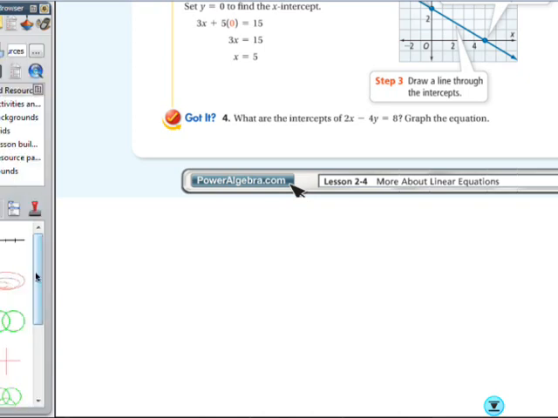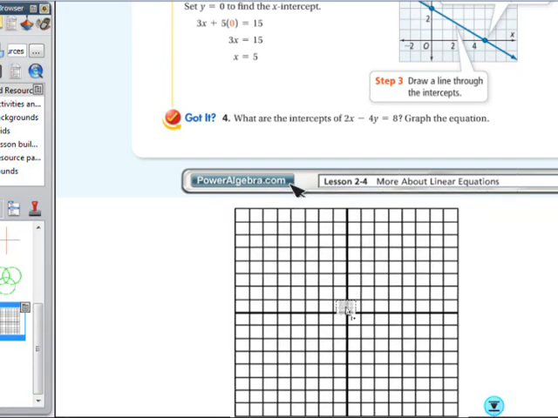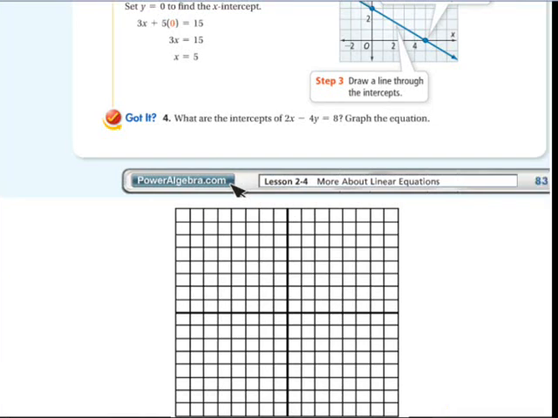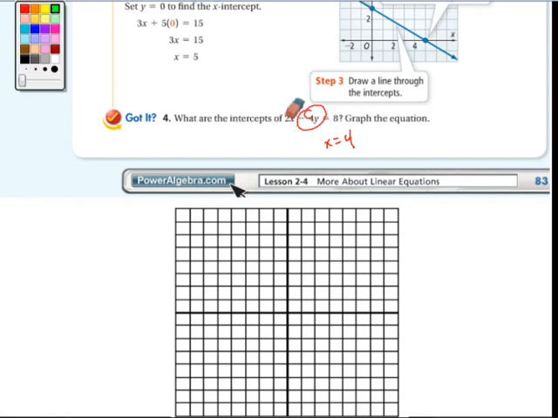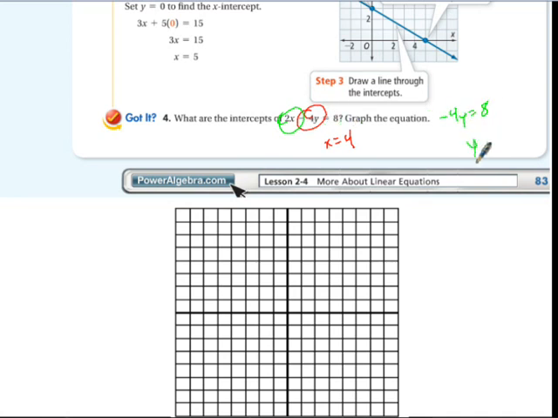If you need to pause the video, pause the video. Alright, so to find the x-intercept, we make y 0, so this is gone, that's 0. 2x equals 8, so x equals 4. To find the y-intercept, you make x 0, so that's 0, so then we have negative 4y equals 8, so y equals negative 2.